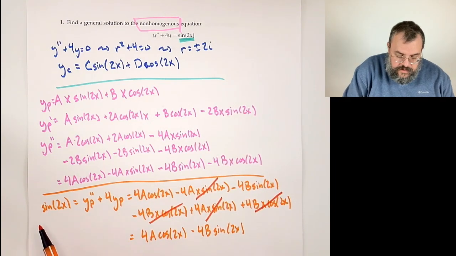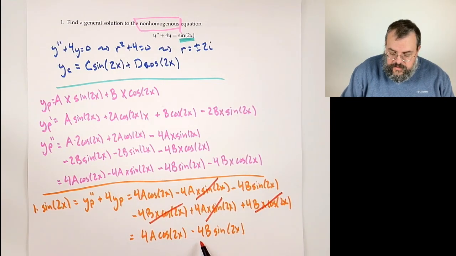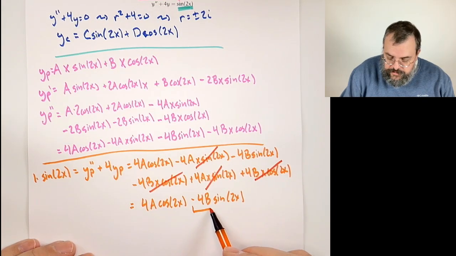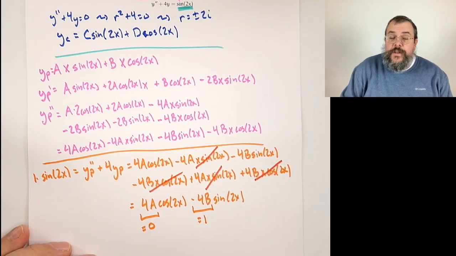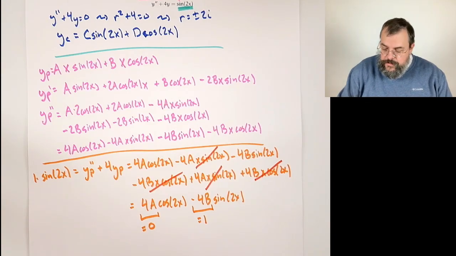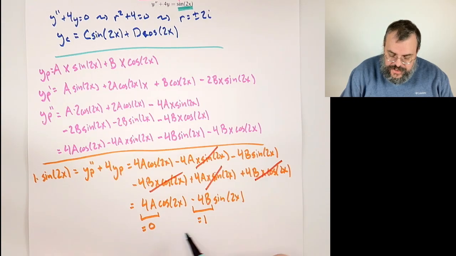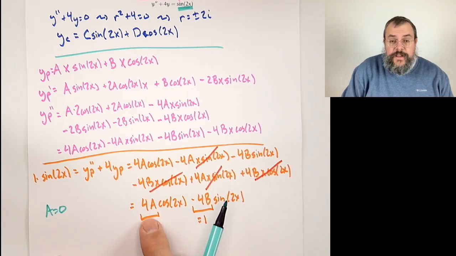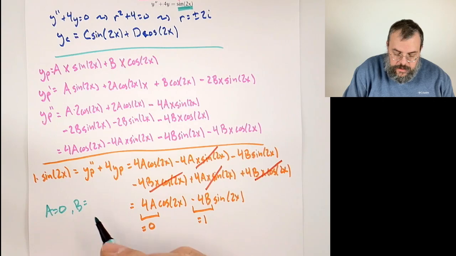And now we say, hey, look at the coefficients. That tells us that this minus 4b needs to be 1, and this 4a has to be 0, because that's how we can match the other side. Well, that's not hard to solve. So we come to our conclusion that really, we need a to equal 0. And we need b to be minus 1/4.